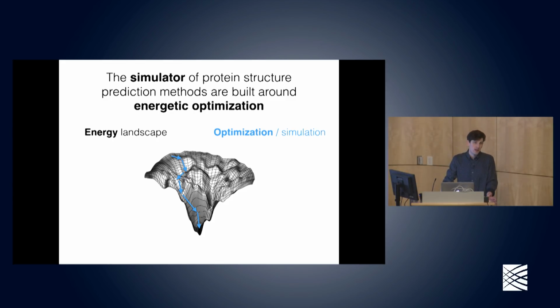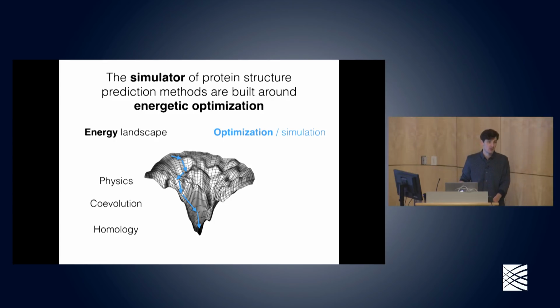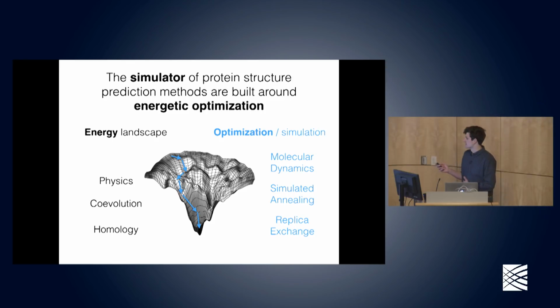And this energy landscape can come from lots of places. For instance, the coevolution methods that we use get added to, let's say, an otherwise physical energy landscape. This could just be straight physics, and you can also frame homology modeling as an energy landscape problem. And once you have an energy landscape, most protein folding pipelines are built around trying to find the ground state quickly. That includes lots of different methods, for instance molecular dynamics, simulated annealing, or even replica exchange.